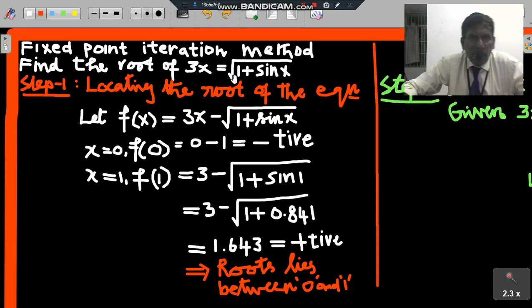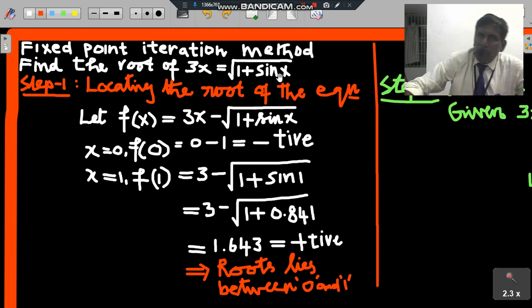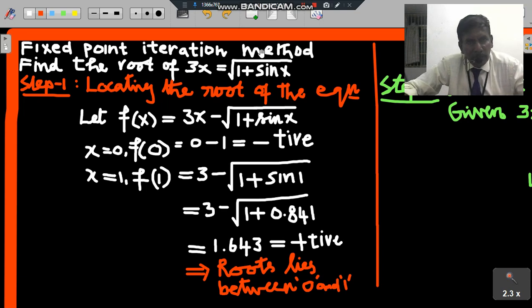3x equals square root of 1 plus sine x. This is an algebraic equation. We have to solve it. Solve it means to find the root of the equation, that is, to find the value of x which satisfies this. One method available is the fixed point iteration method, which is one of the very interesting methods.